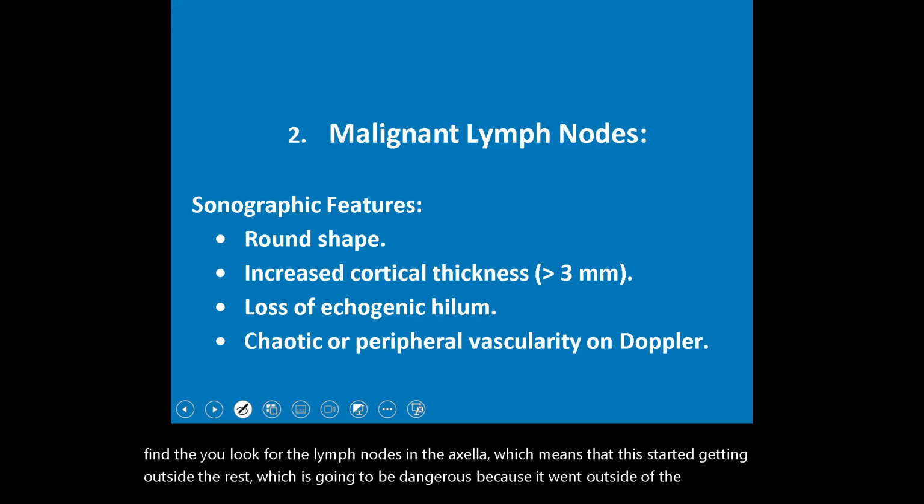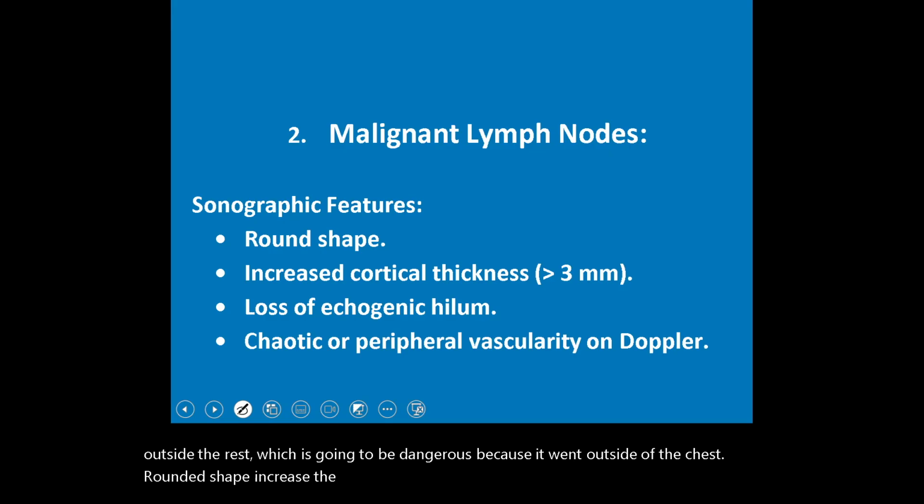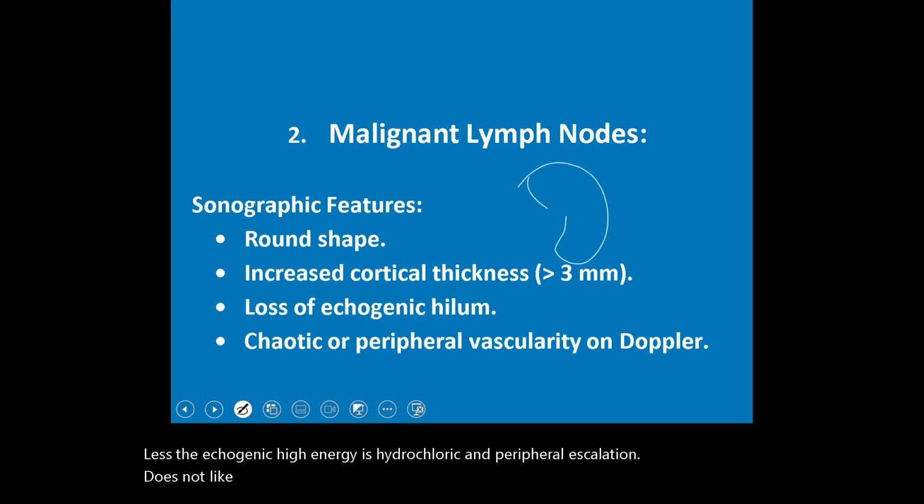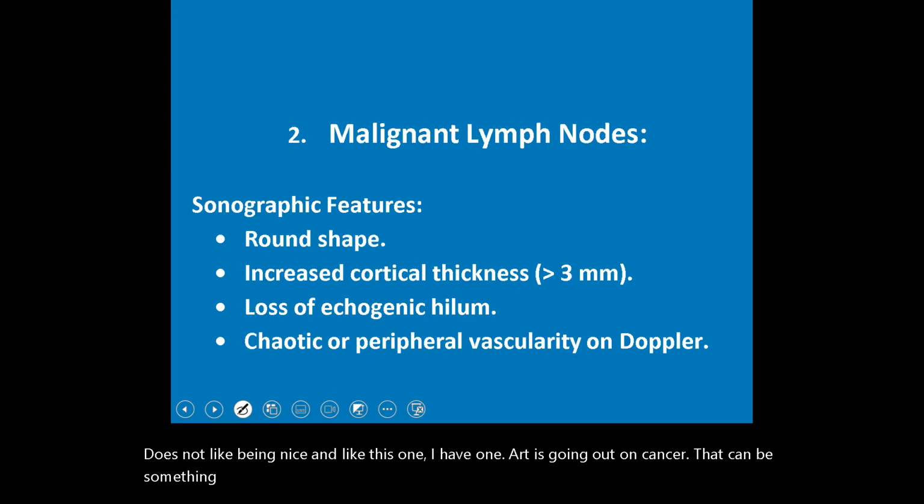Rounded shape, increased cortical thickness of more than 3 millimeters. Loss of the echogenic hilum, which is hyperechoic, and chaotic peripheral vasculature. It is not nice and regular, like this one that has one artery going in and one coming out. That can be something very different.